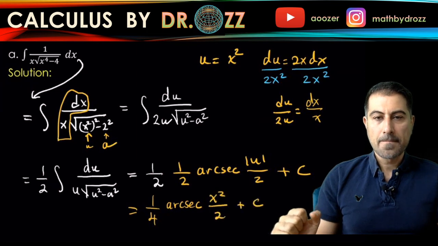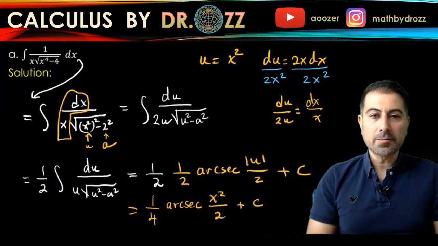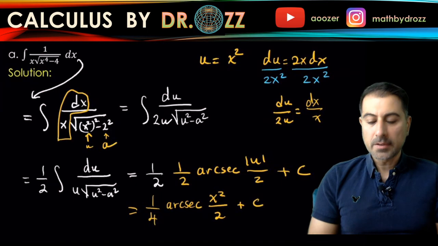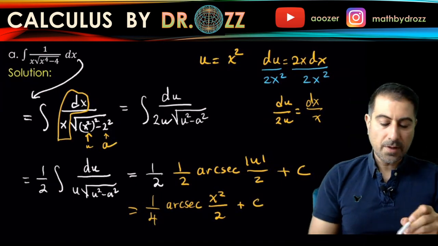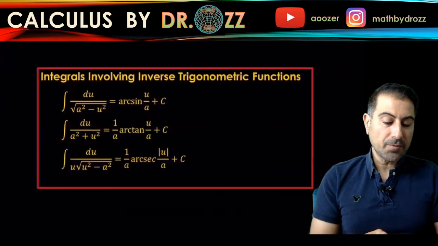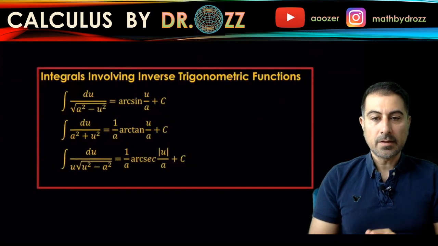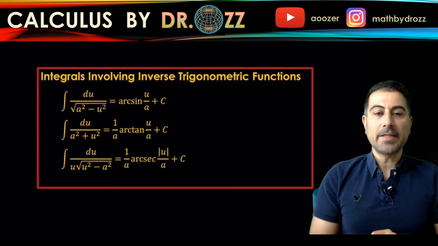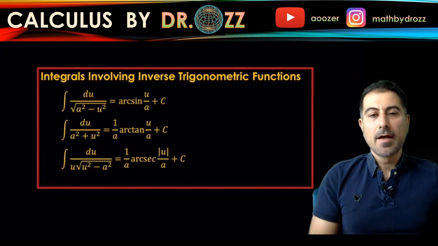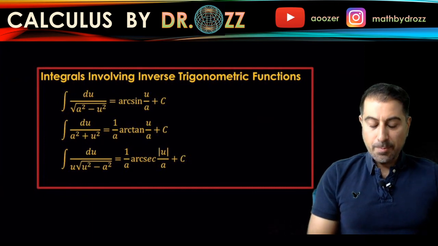Again, this is a good u substitution problem, together with the use of one of the integrals involving inverse trig functions, and in this particular case, we used arc secant type integration. All right, that's the end of part A.